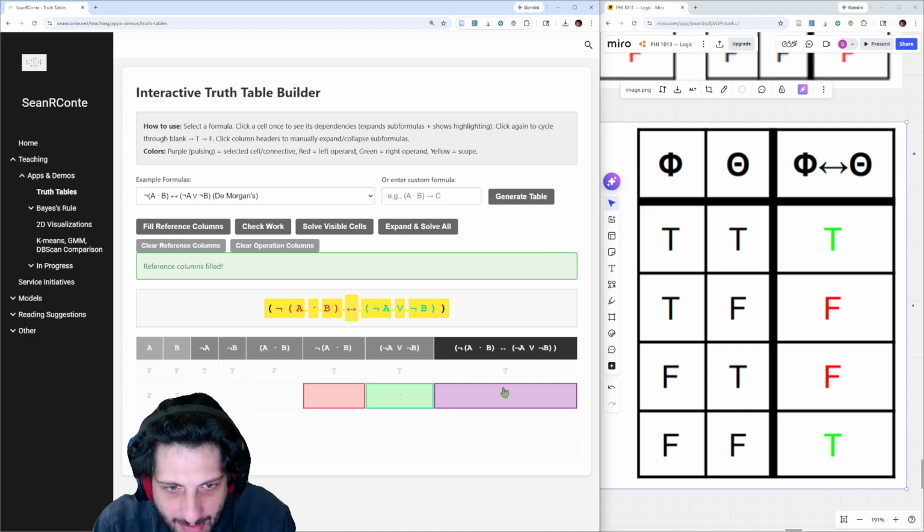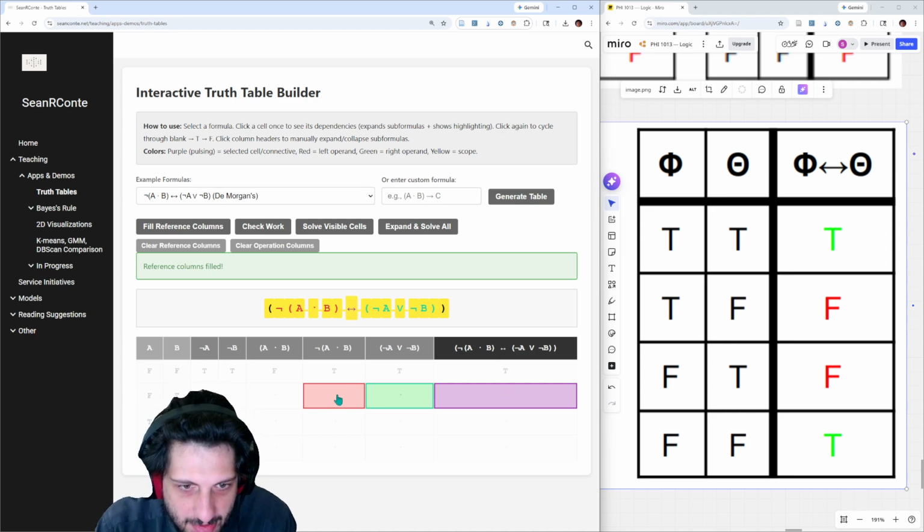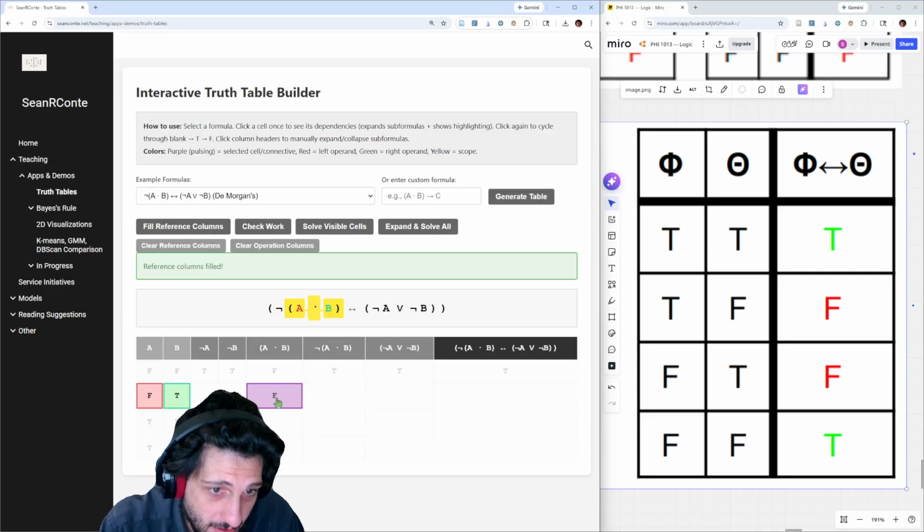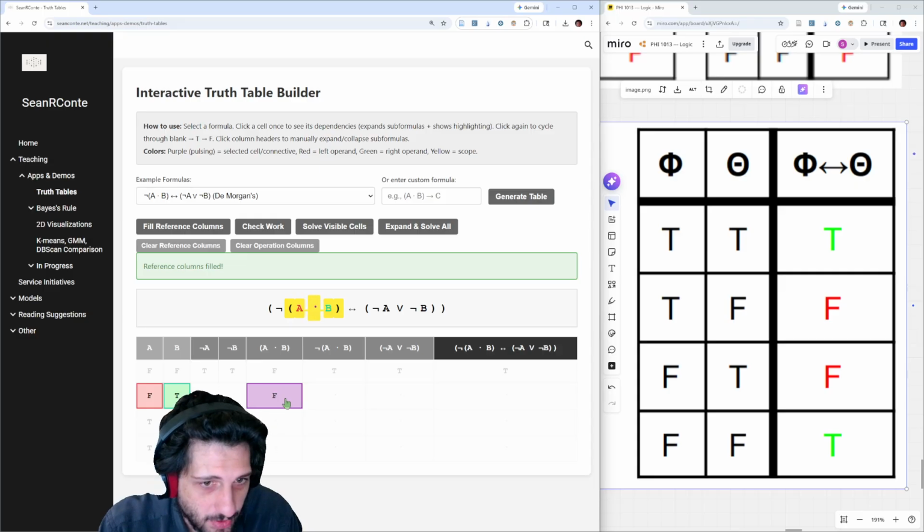So again, I have my biconditional, which depends on the left and right side. The left side depends, right? Not A and B depends on A and B. A and B depends on, well, A and B. I don't have two truths, so I'm going to call it false.